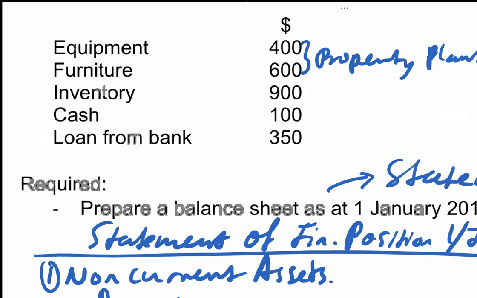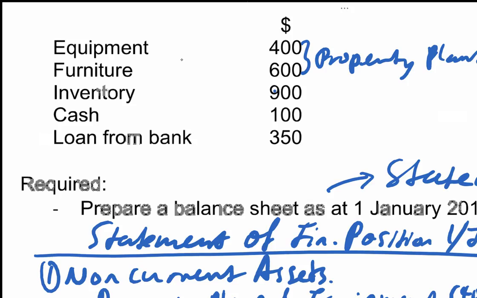So therefore your non-current asset only has one line. Property, plant and equipment. So that gives you in total 4 plus 6, which gives you 1,000. Right, so that's how it goes. In your exam, you have to classify them together. Okay, do not need to show separately.